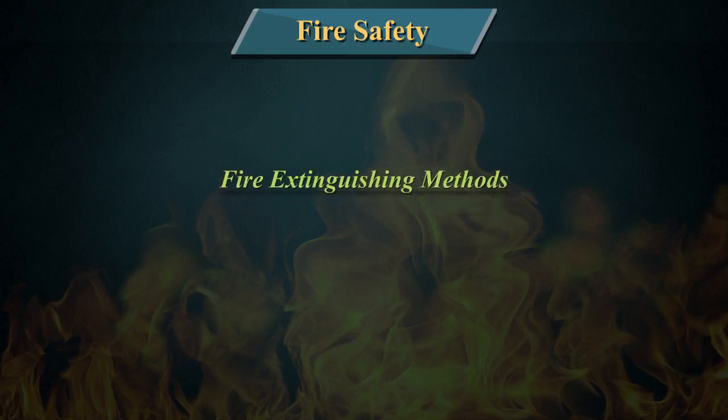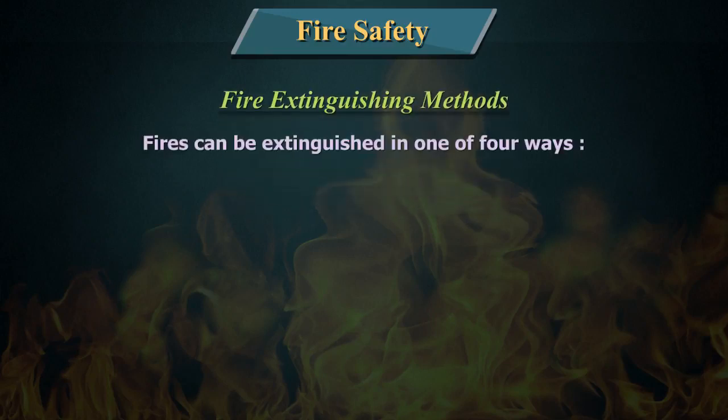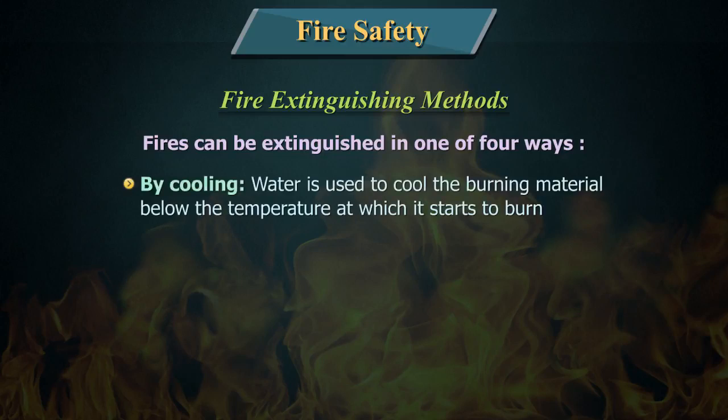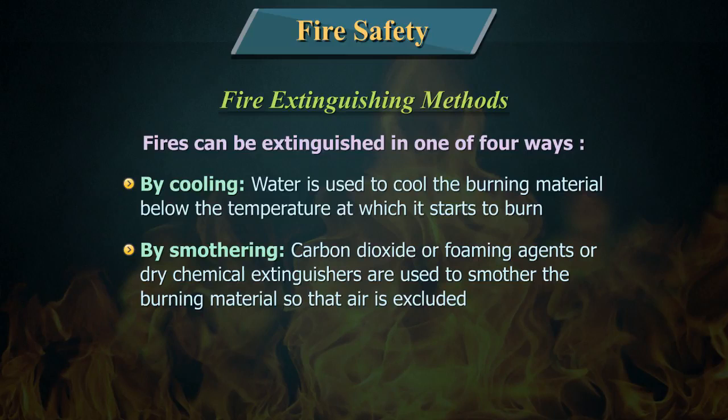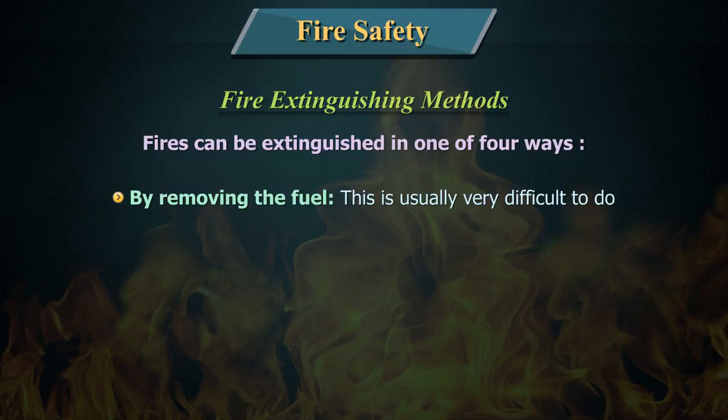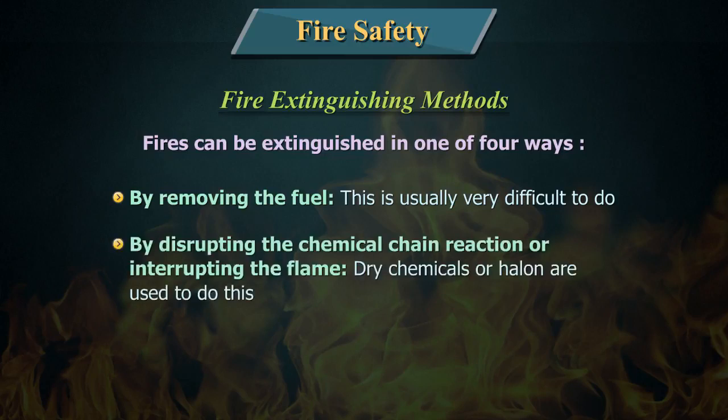Fire extinguishing methods. Fires can be extinguished in one of four ways. By cooling, water is used to cool the burning material below the temperature at which it starts to burn. By smothering, carbon dioxide or foaming agents or dry chemical extinguishers are used to smother the burning material so that the air is excluded. By removing the fuel, this is usually very difficult to do. An example is turning off a fuel line. By disrupting the chemical chain reaction or interrupting the flame. Dry chemicals or halon are used to do this.